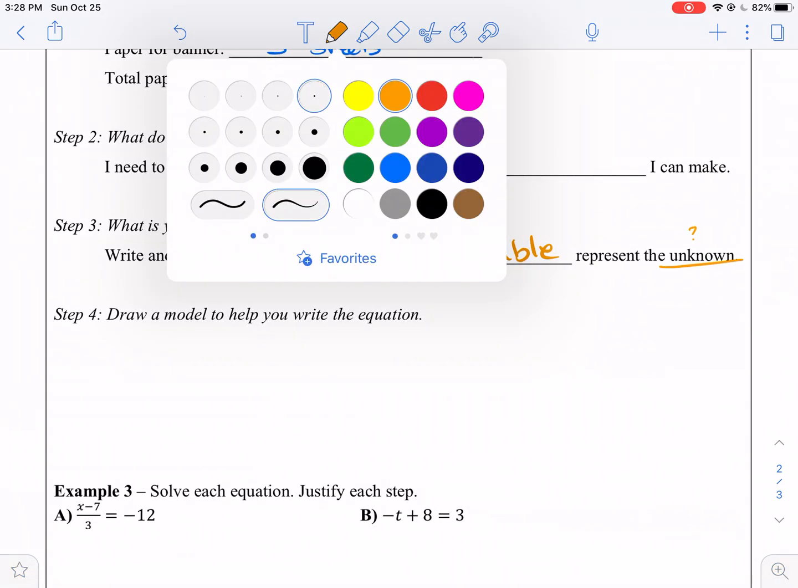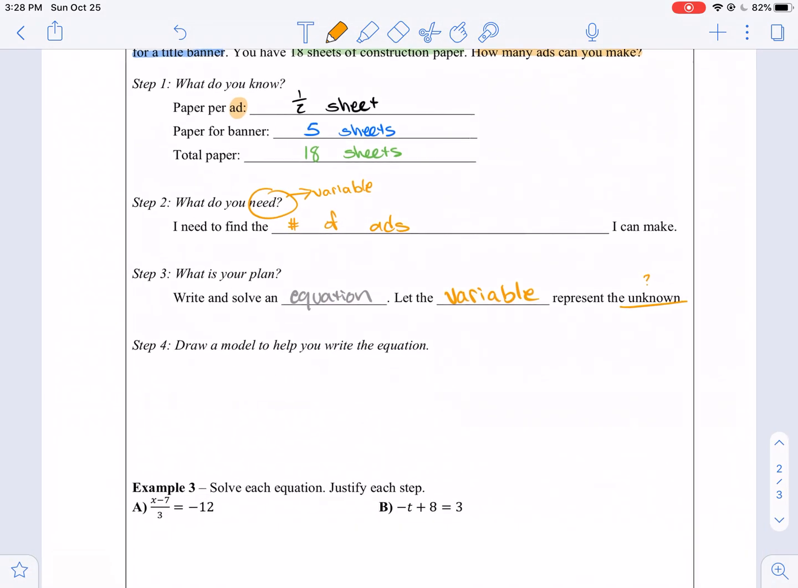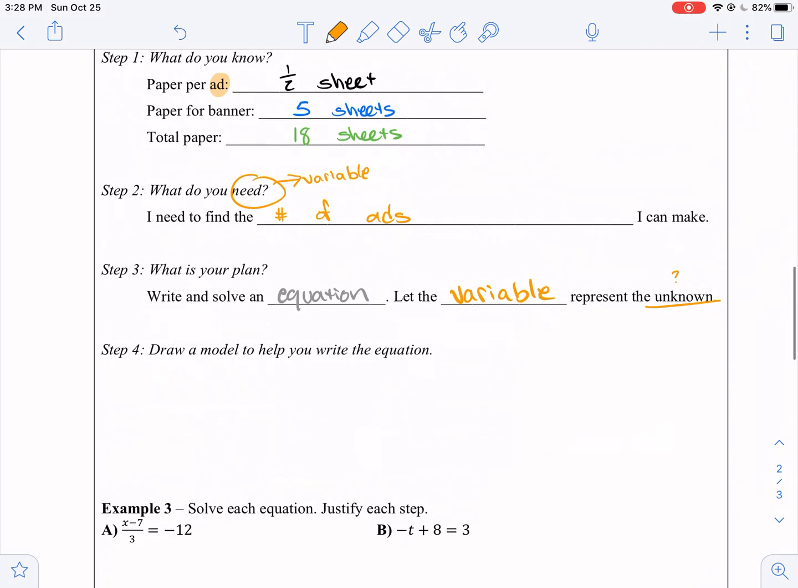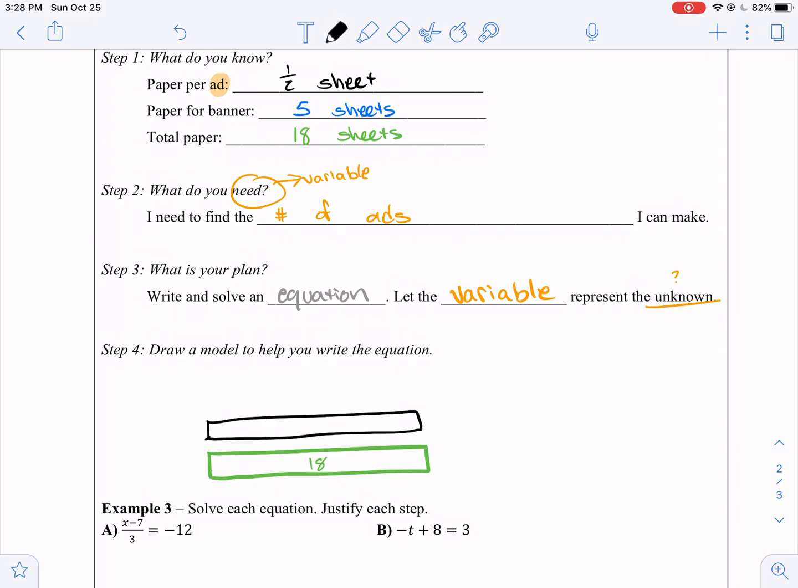We have to zoom out to see all the information we need. I'm going to work backwards. I know that I have 18 sheets total. So here are my 18 total sheets. I also know that 5 of these sheets need to be for my banner. So here's my 5 sheets.